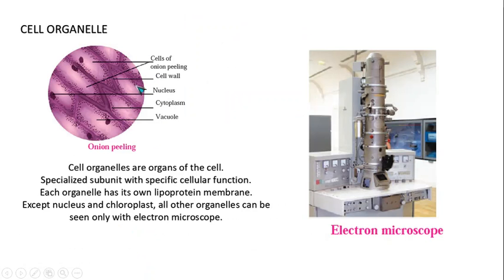Cell organelles. Cell organelles are organs of the cell, specialized subunits with specific cellular functions. Each organelle has its own lipoprotein membrane. Except nucleus and chloroplast, all other organelles can be seen only with an electron microscope.